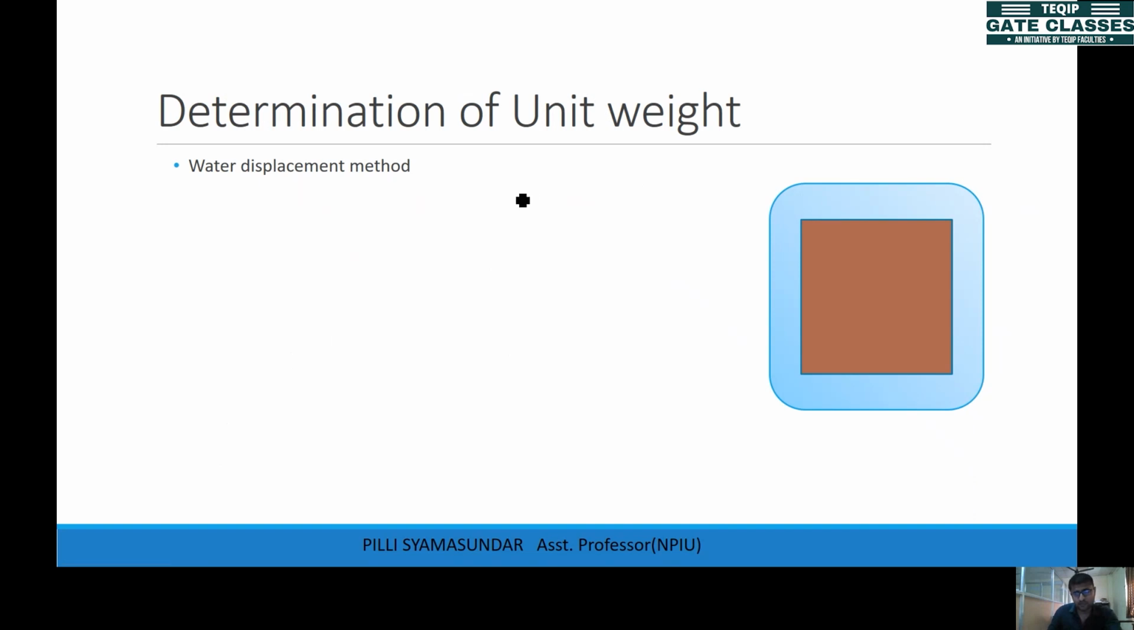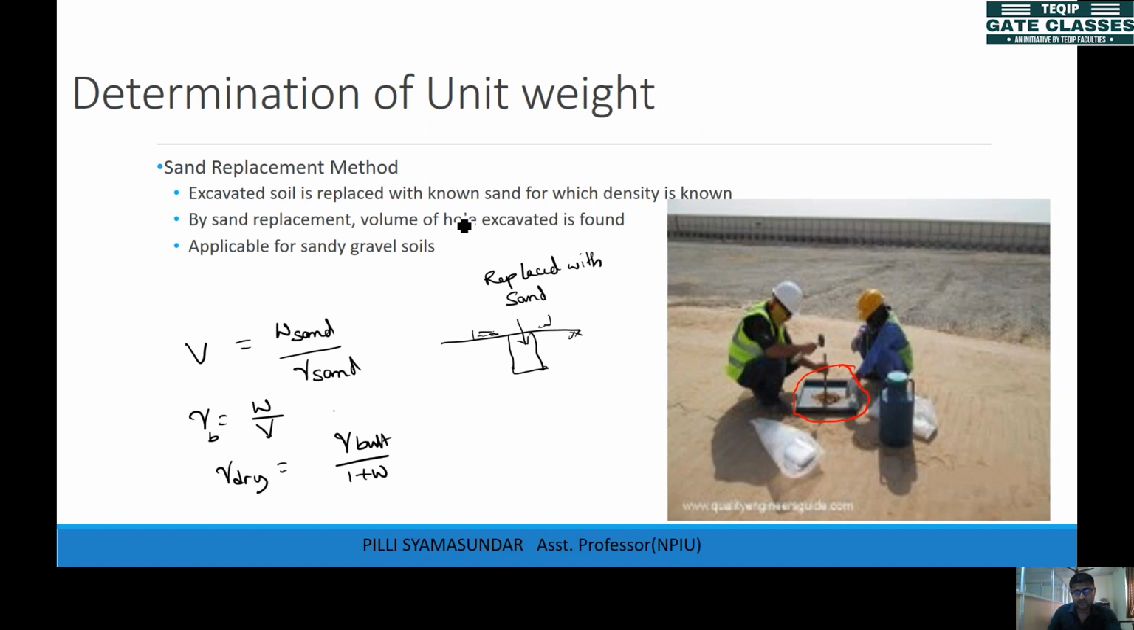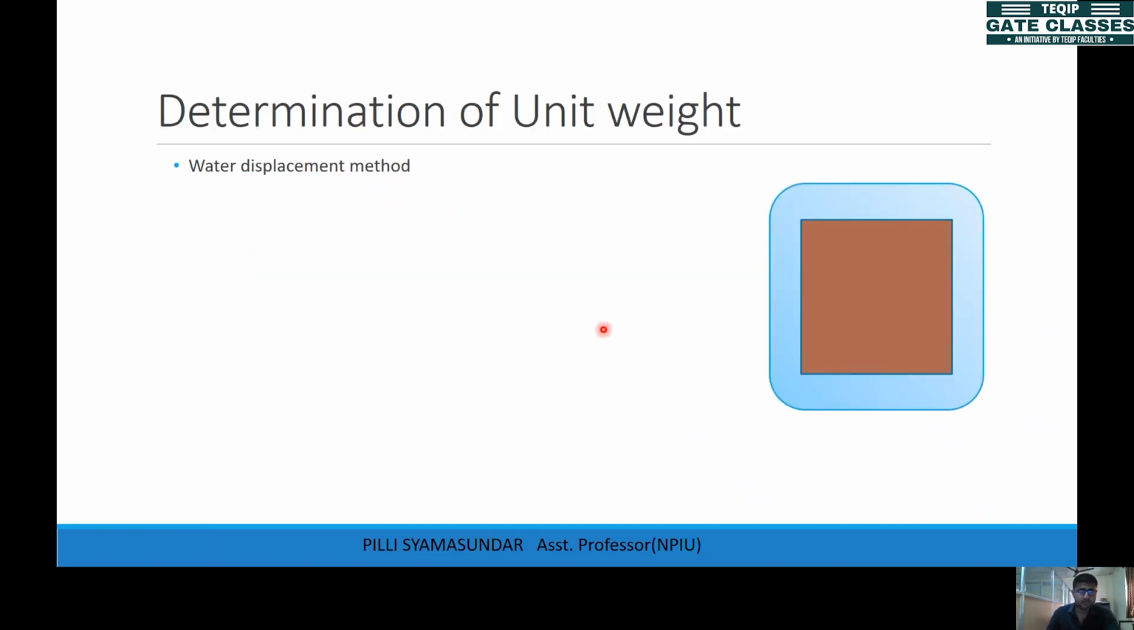We have one more method. The previous two methods are field methods, so you are finding out the unit weight in the field. But if you have a soil sample, through some sampling process, in your laboratory, how do you find out the unit weight of that soil? This is the soil. You can measure the weight easily, right?